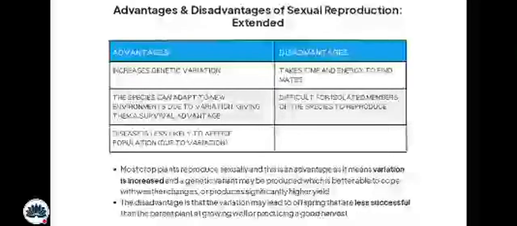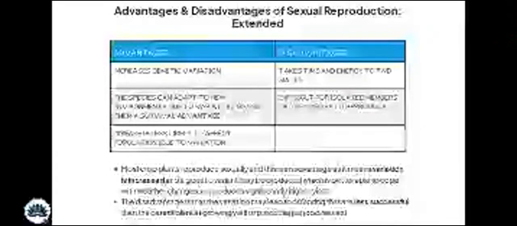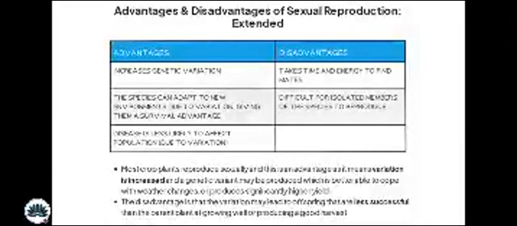The advantages and disadvantages of sexual reproduction: increased genetic variation is the advantage. The species can adapt to a new environment due to variation, giving them a survival advantage. Disease is less likely to affect the population due to variation. Obviously, I do not think I must explain this. If you do not understand, you can comment and ask me.